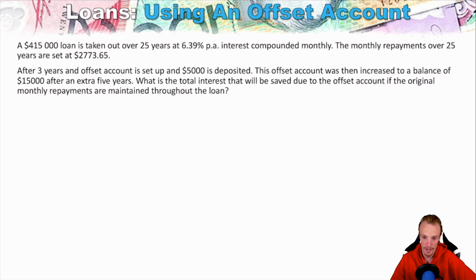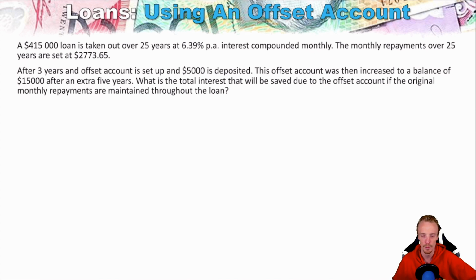So let's have a look at an example of how we need to start calculating this if the offset account balance changes throughout the lifetime of the account, which it often will. You're going to draw from it or you're going to add more to it, depending on what you want to do. In this case, we're going to completely focus on only adding to it and seeing how we go about those calculations. They can become quite tedious and quite complex.